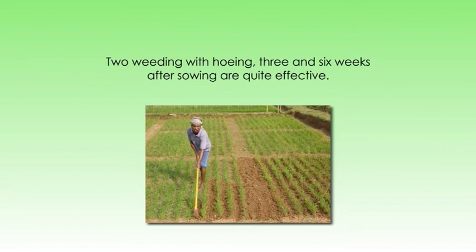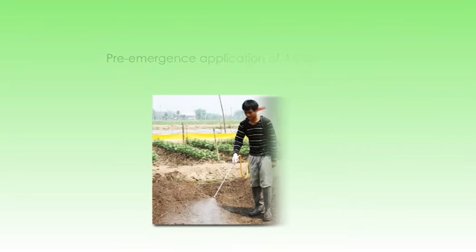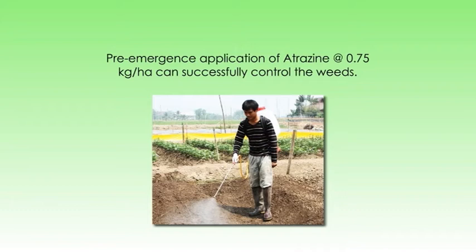Now let's see how weed management has to be done for safflower. The crop should be kept weed free till 45 days after sowing to obtain higher yield. The major weed species are grasses, broadleaf weeds, and sedges. Two weedings with hoeing at 3 and 6 weeks after sowing are quite effective. Pre-emergence application of atrazine at the rate of 0.75 kg per hectare can be successfully used for controlling the weeds.